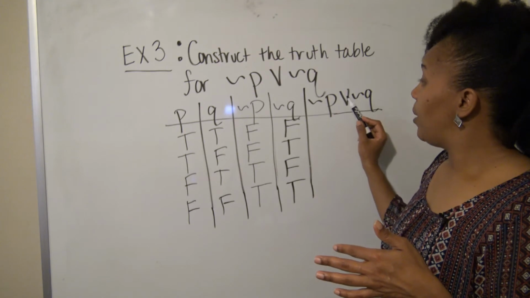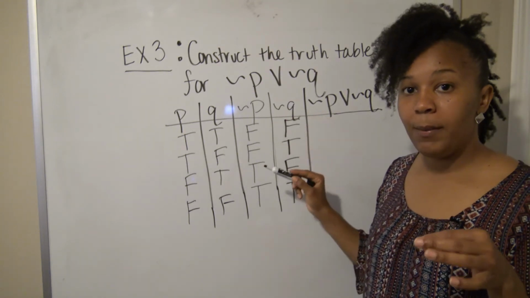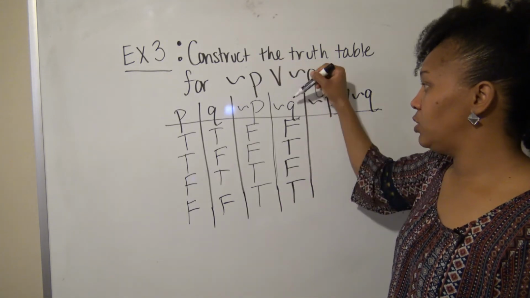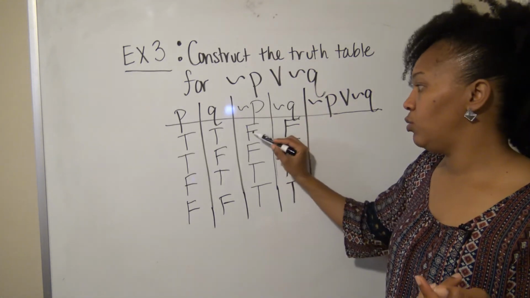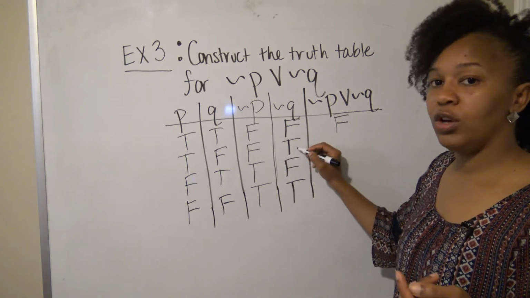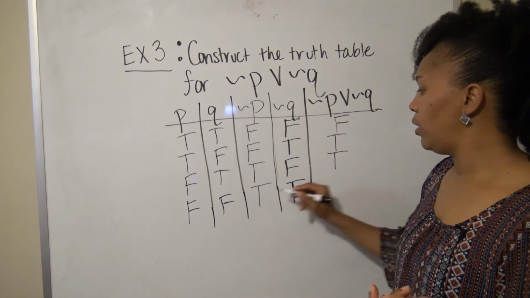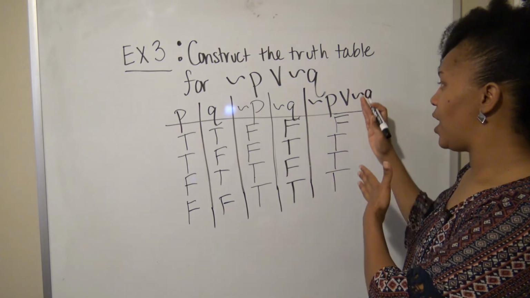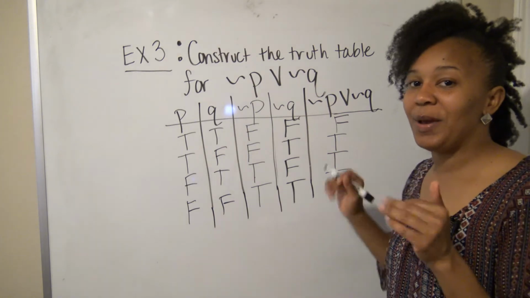So I've negated P now. So now I want to combine the not P and the not Q with the word or. So remember, or is true when at least one of the statements is true. So I'm looking at these two columns, not P and not Q, and it's going to be true when at least one of the statements is true, where neither one of them are true here. So that would be false. Here, the not Q is true, so it would be true. Here, the not P is true, so it would be true. And here, they are both true, so it would also be true. So this will be the final column for not P or not Q, but the whole thing together makes up the truth table.